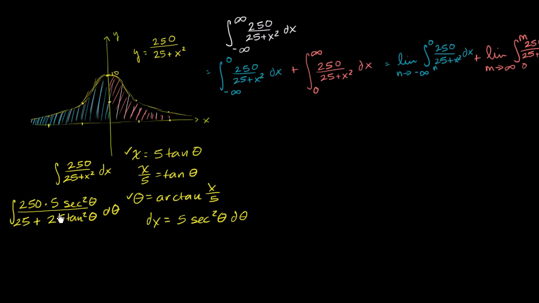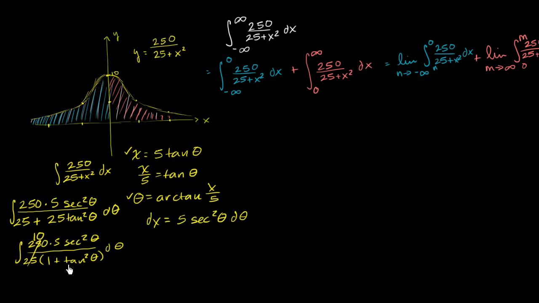And now we can try to simplify all of this. This is equal to 250 times 5 secant squared theta over 25 times 1 plus tangent squared theta d theta. So 25 goes into 250 10 times, and then 1 plus tangent squared theta is secant squared theta.